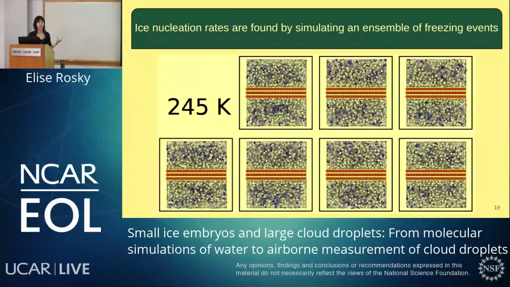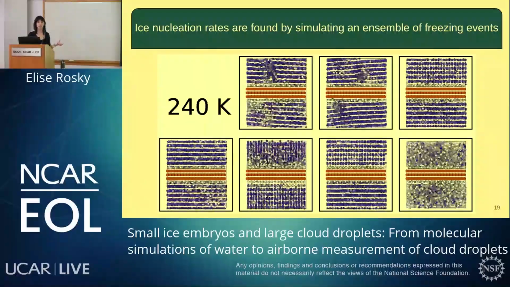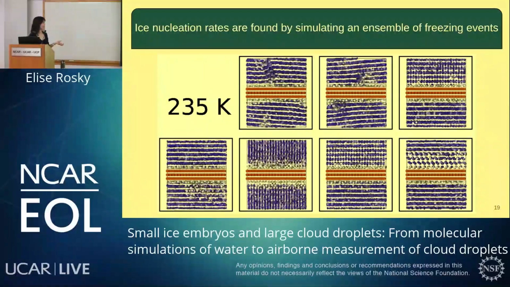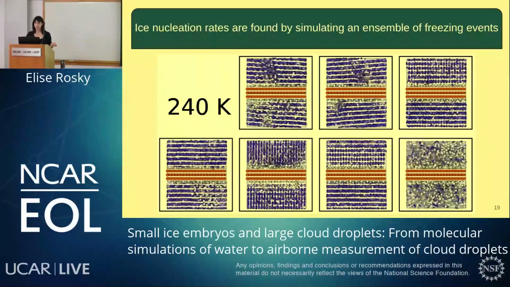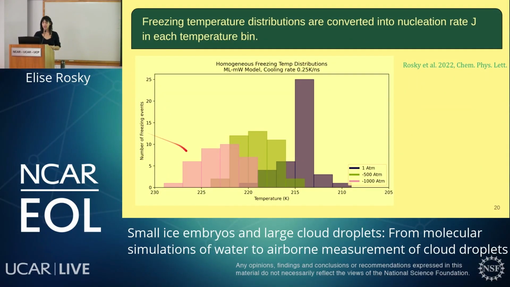And here's the same for the heterogeneous freezing cases. So then we can look at the number of times a water box froze with temperature as we cooled the simulation. So temperature is here on the x-axis, number of freezing events on the y-axis.